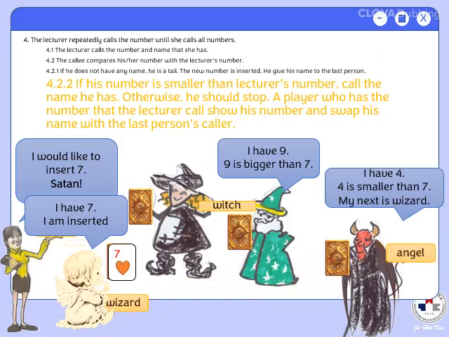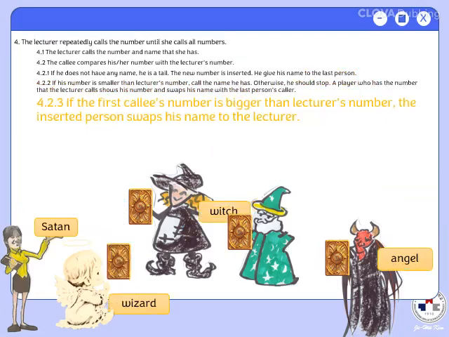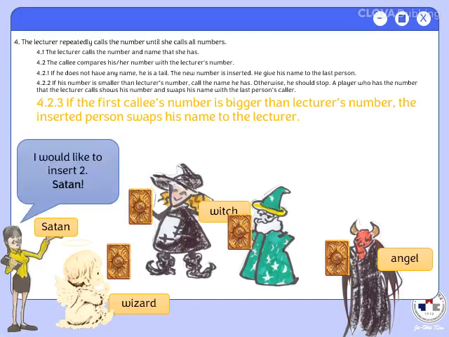What if the number of the student called by the lecturer is greater than the number you want to insert? In this case, the student, Satan, does not call the next name, and the student with the number to insert exchanges a name tag with the instructor, who called Satan's name. I would like to insert 2. Satan. I have 4. 4 is bigger than 2. I have 2. I am inserted.